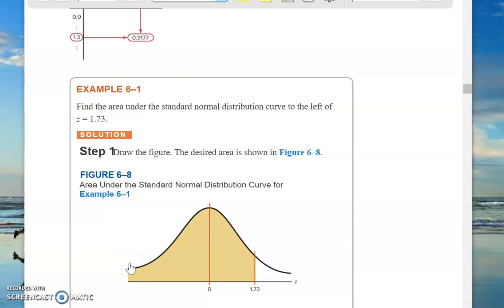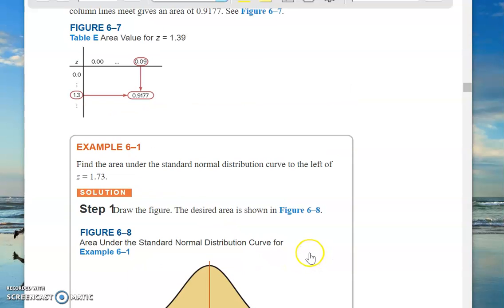All right, ladies and gentlemen, welcome back. We are in Chapter 6. This is Section 6-1. This is video number 3. Okay, we left off, I believe we were going to start talking about example 6-1.